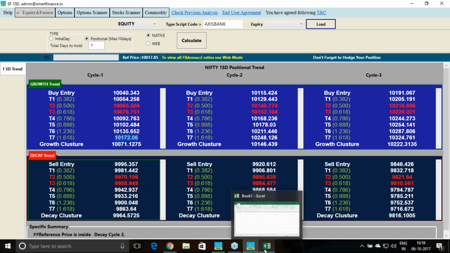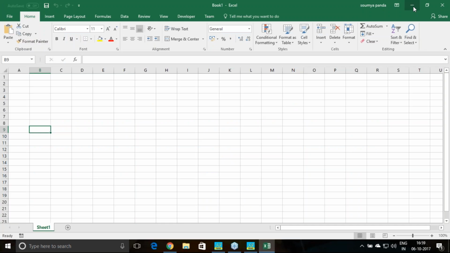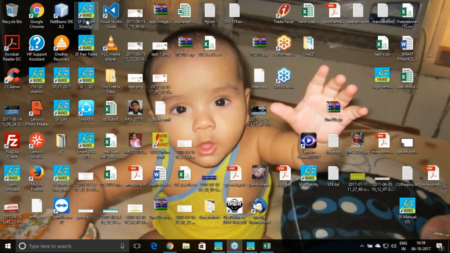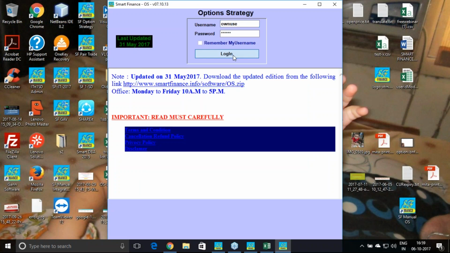Many ways we can form. You can form many delta neutral strategies. So I'll just take you to that option strategy software, so there you can get more clarity on this strategy.